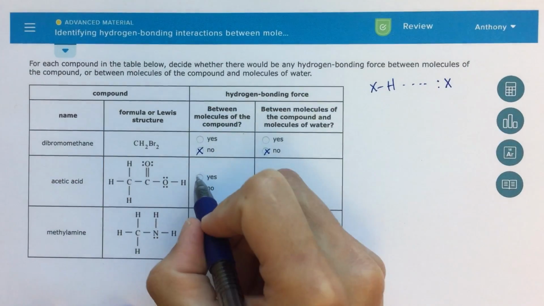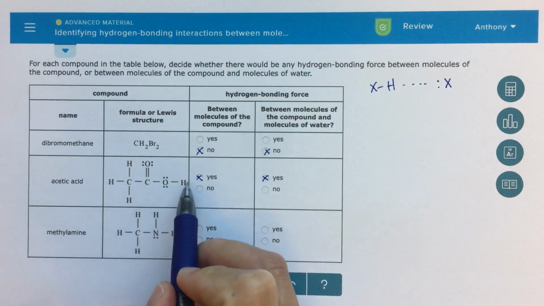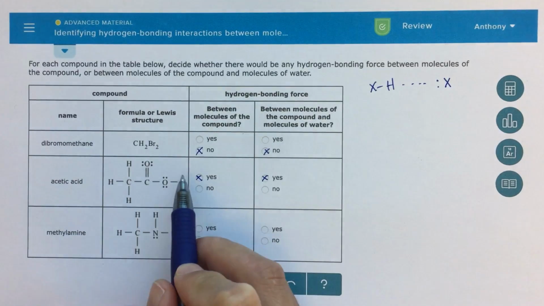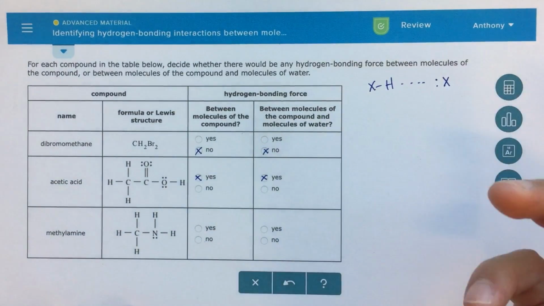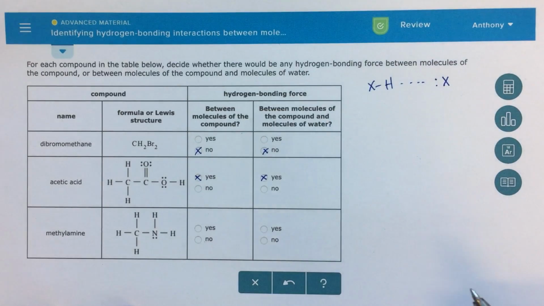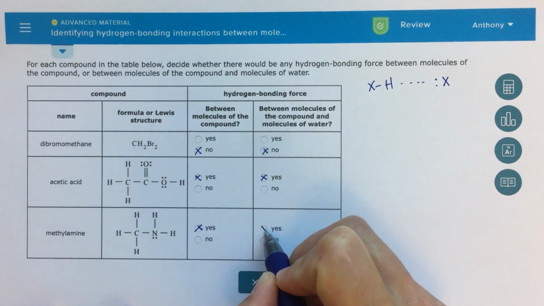Here we've got acetic acid. This is going to be a big yes and yes because of this OH here. We can form hydrogen bonds with itself. Anytime you see that OH or NH, pretty clearly that's a yes. And then methylamine, we already did this one, yes and yes.